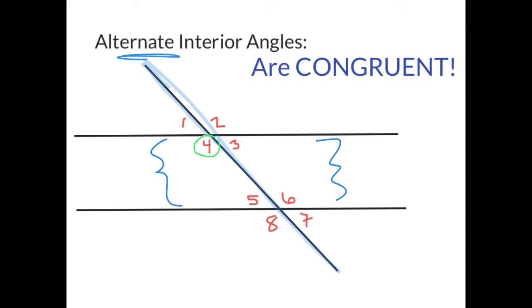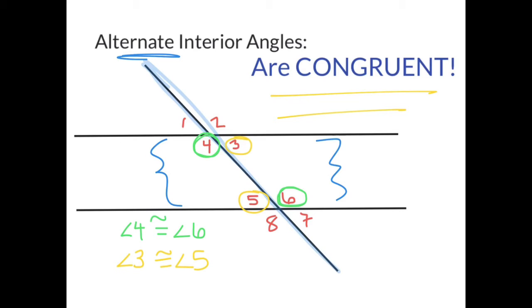So this obtuse angle over here, angle 4, is congruent to this interior angle, the obtuse angle over there, angle 6. Those two are alternate interior angles. They are on the inside of the parallel lines, but on opposite sides of the transversal, and that also leads angle 3 to be congruent to angle 5. Alternate interior angles, they are congruent, and just like with the alternate exterior ones, it will allow us to set up equations to solve for missing values and measures.